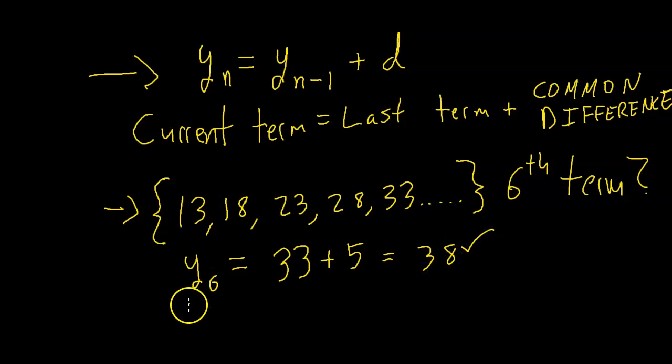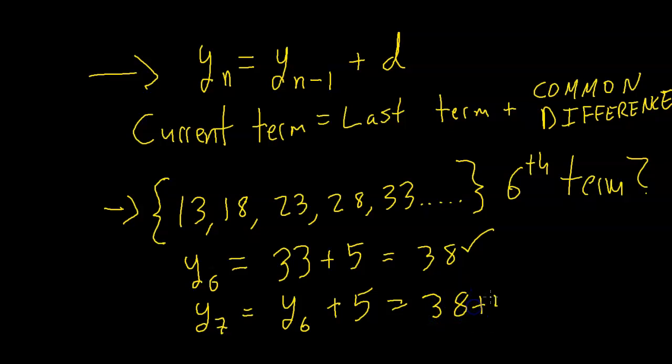And similarly, what would y sub 7 be? It would be y sub 6 plus the common difference again, 5. And what is y sub 6? We just figured it out, it's 38. So that's going to equal 38 plus 5, which is 43. And you will always be able to find the next term of your arithmetic sequence using this formula.